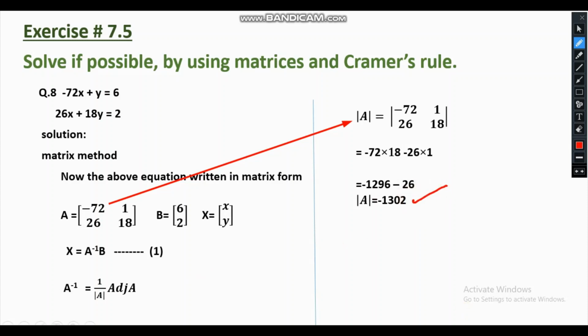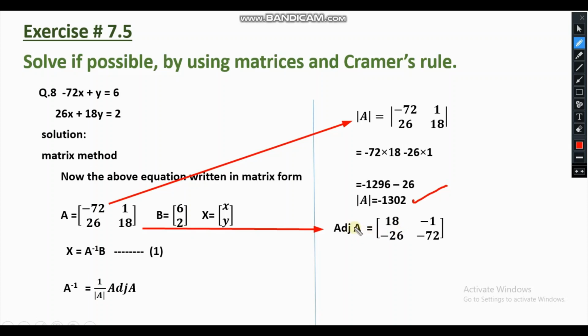Now the adjoint of A is equal to this. We will see how we find the adjoint of A. From this array, adjoint means the diagonal elements are replaced with each other, 18 here and 72 here. Next, the other elements change sign. This method is called the adjoint finding method. Adjoint of A is this.